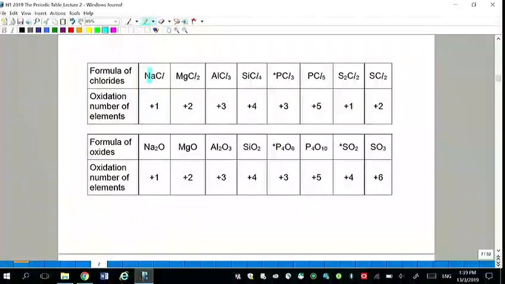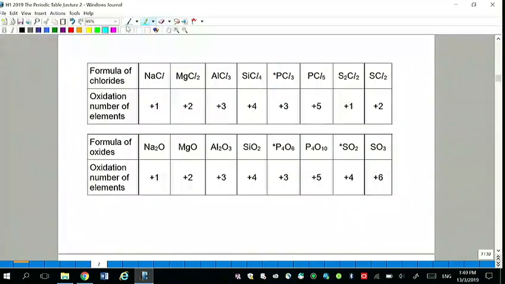So in terms of the trend, I don't think it's hard to recognize that sodium in group 1 will have a maximum oxidation number of +1. Magnesium in group 2 has a maximum oxidation number of +2. Aluminium +3. Silicon, group 14, so the highest oxidation number is +4.